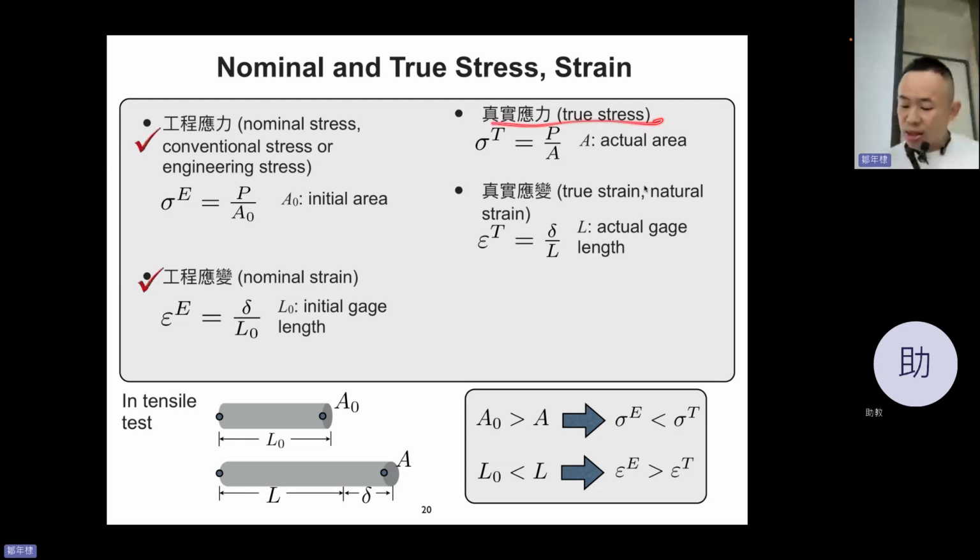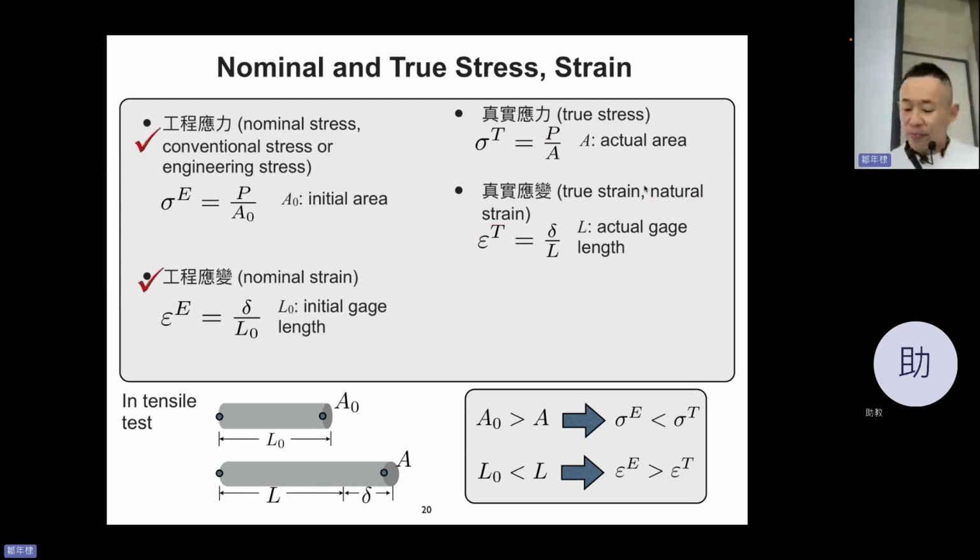So the true stress is sigma T. The T means true. Sigma T is equal to P divided by A, where A is the actual area, the area at that moment. So this is a little bit different from what we talked about.